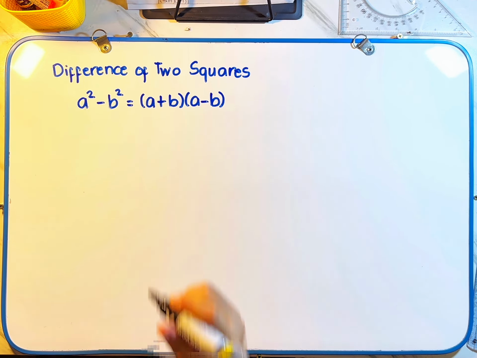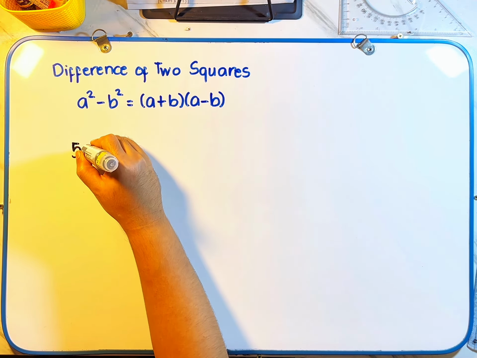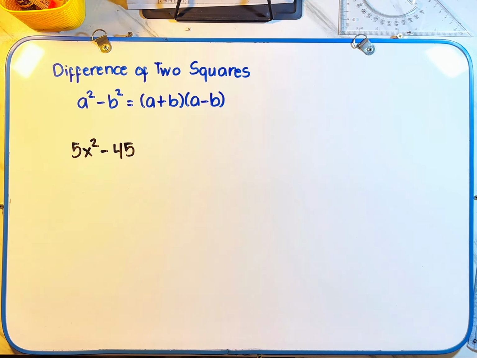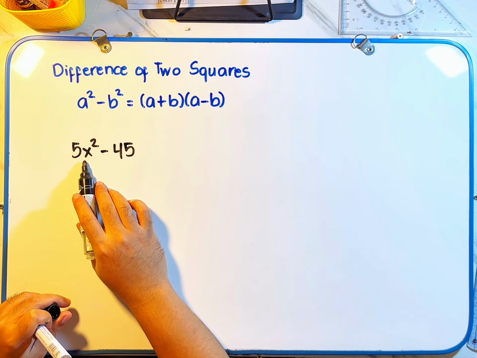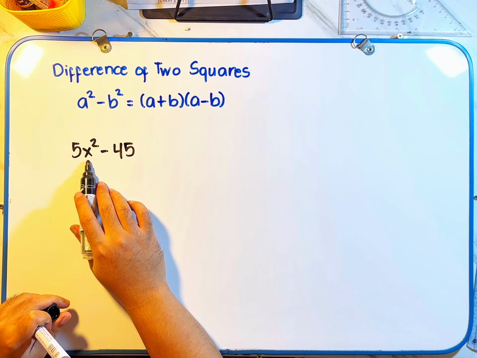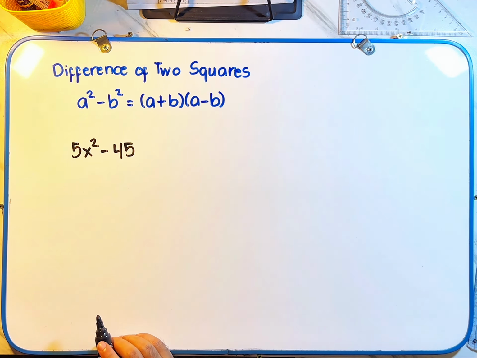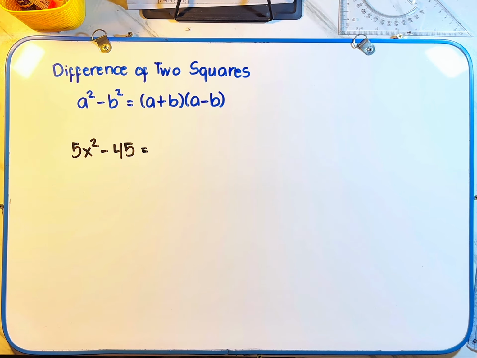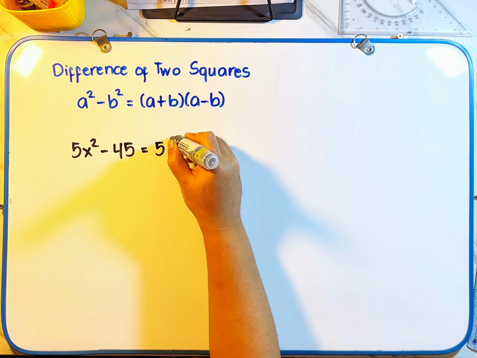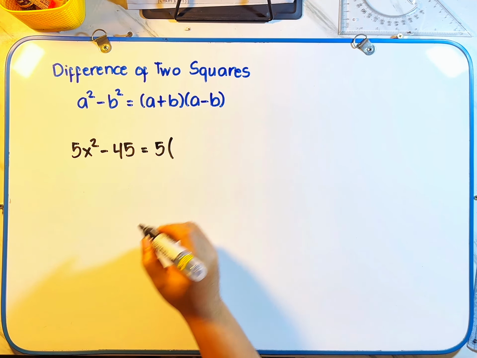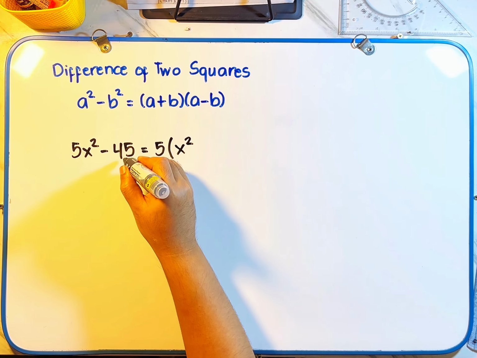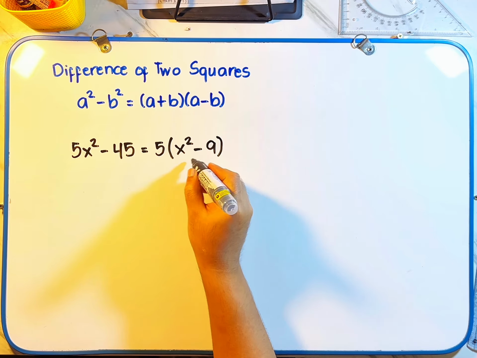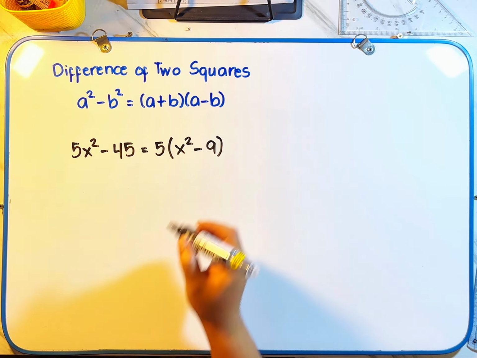Let's try another one. Say factor 5x squared minus 45. Alright, for this one, both of them are not squares. 5x squared is not a square and 45 is not a square as well. However, we can factor out the greatest common factor, which is 5. So if we factor out 5, 5x squared divided by 5 is x squared. 45 divided by 5 is 9, so minus 9. And right here, this is a difference of two squares.